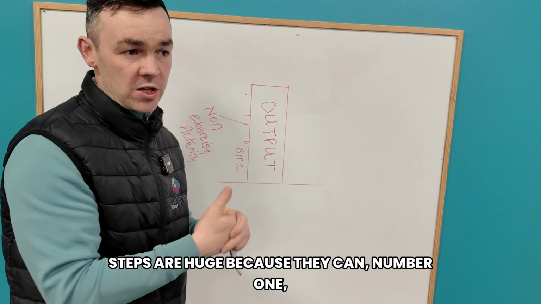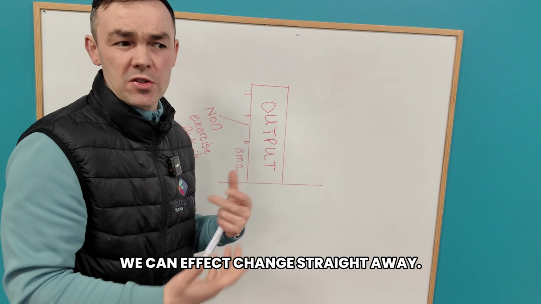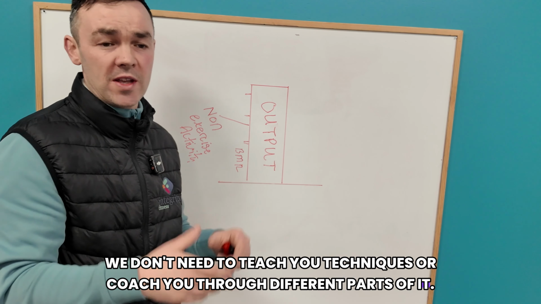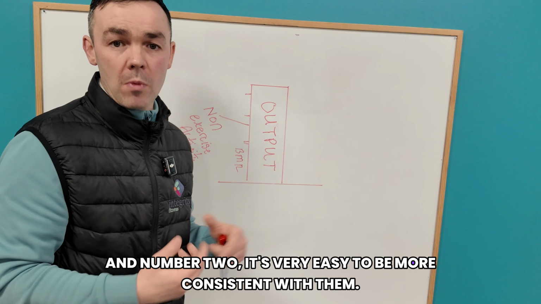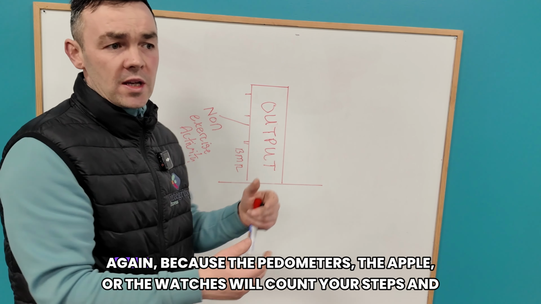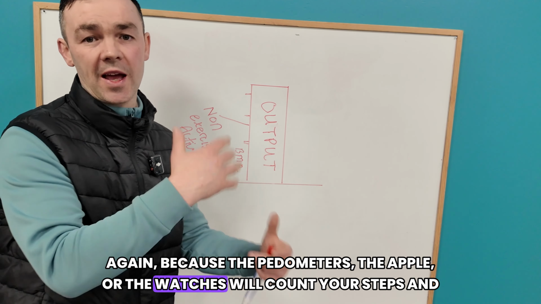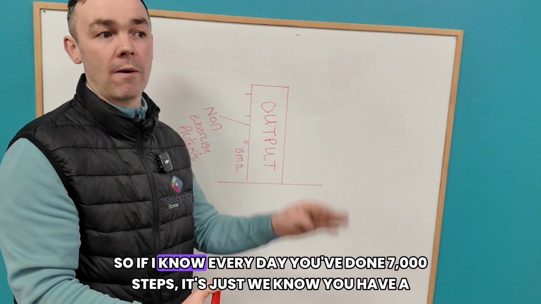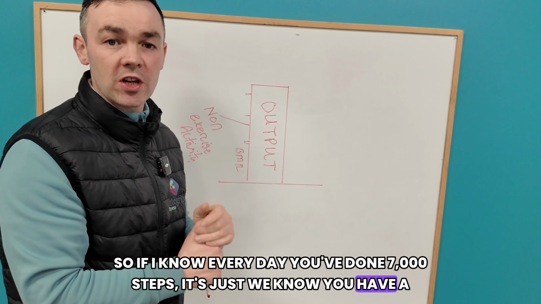So steps are huge because, number one, we can affect change straight away. We don't need to teach you techniques or coach you through different parts of it. It's very simply do more steps. And number two, it's very easy to be consistent with them. The pedometers, the Apple Watches will count your steps to the nearest step. So if I know every day you've done 7,000 steps, we know we have a consistent output then.